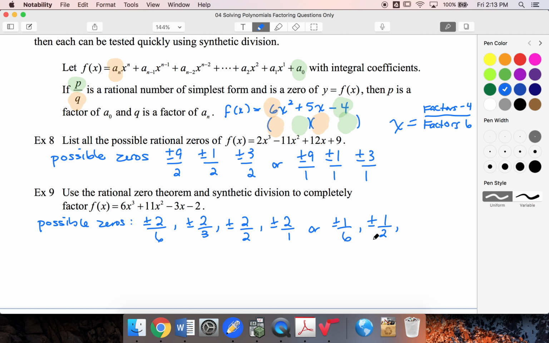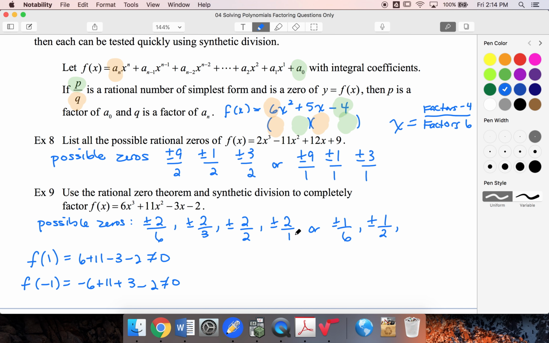I'm going to pick the easiest number to test first, and I can test with synthetic division, or I can test by plugging it in and seeing if it equals 0. So I'm going to start by taking 1, because that's the easiest number, and I'm just going to plug it in. So I'll get 6 plus 11 minus 3 minus 2. That does not equal 0, so I know that 1 is not a root. I'm going to test -1, and I'll get -6 plus 11 plus 3 minus 2. So that's going to be -8 plus 14. That also does not equal 0, so I know it's not a root.